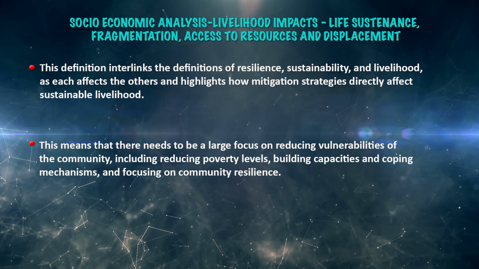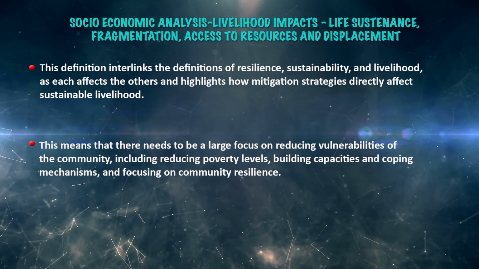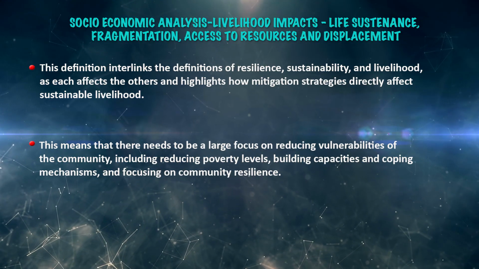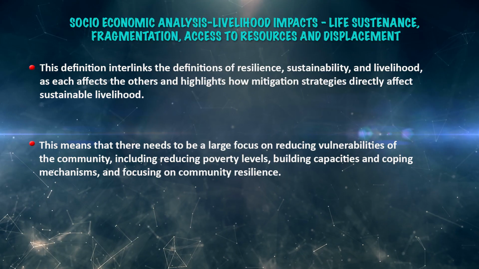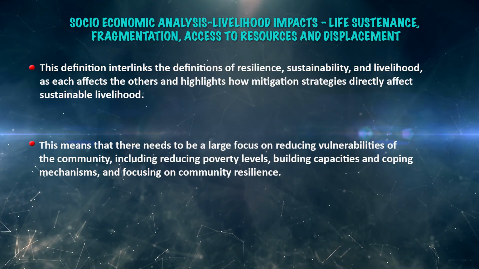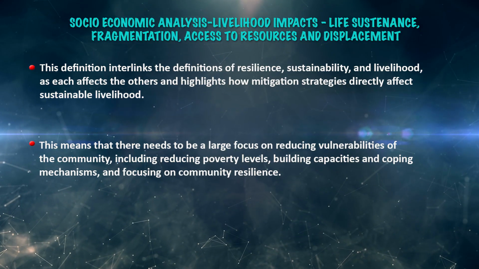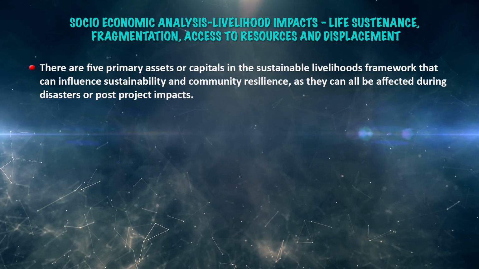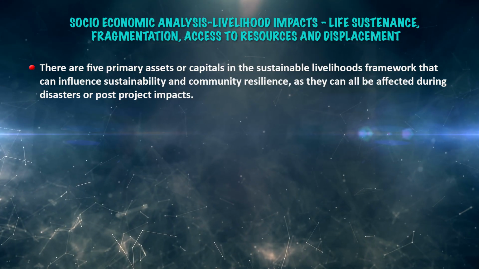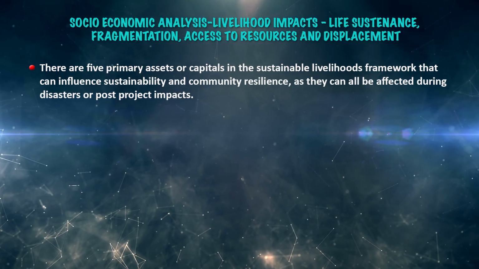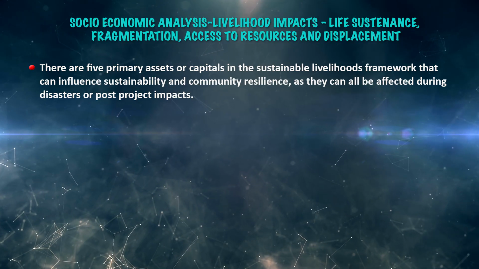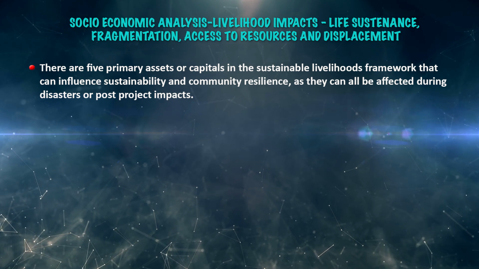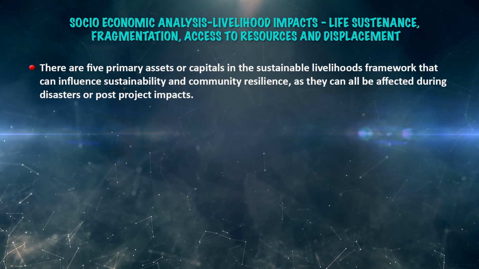So this means that there is a need to have a large focus on reducing vulnerabilities of the community, like reducing poverty levels, building capabilities and coping mechanisms, and focusing on community resilience. There are 5 primary assets or capitals in the sustainable livelihoods framework that can influence sustainability and also community resilience, as they can all be affected during disasters or otherwise, we can say, by post project impacts.